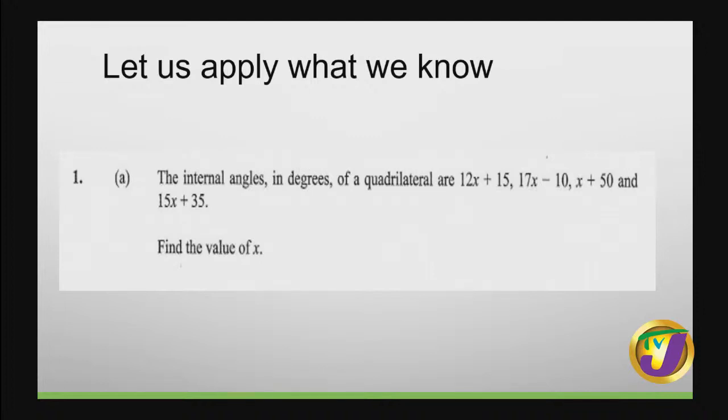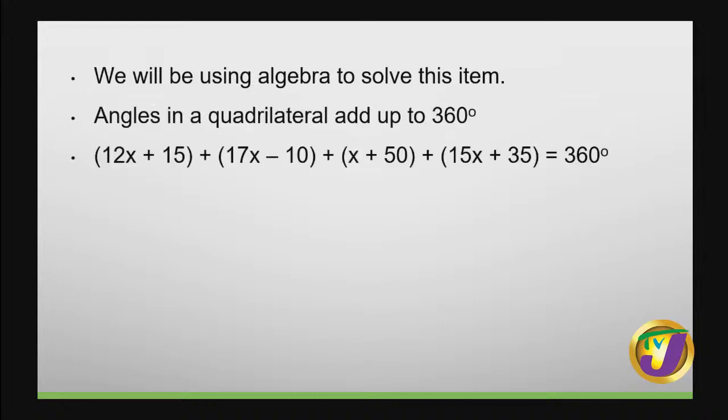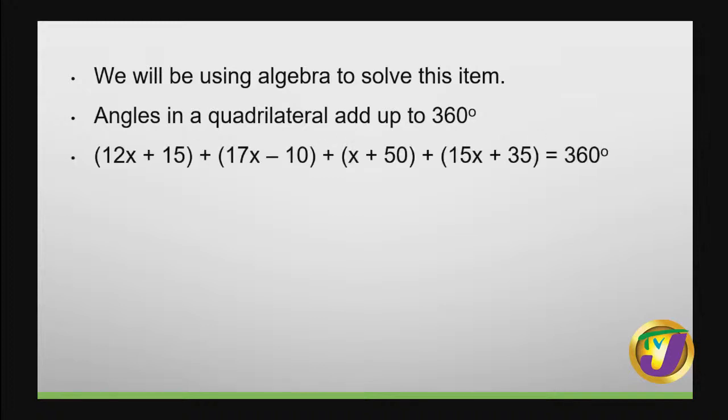All right, we'll be using algebra to solve this item. So clearly remember we're reviewing algebra, and let us look at this particular question here. Angles in a quadrilateral add up to 360 degrees. And we have a question that says the angles within a quadrilateral are represented by 12x plus 15, 17x minus 10, x plus 50, and the other angle is 15x plus 35.